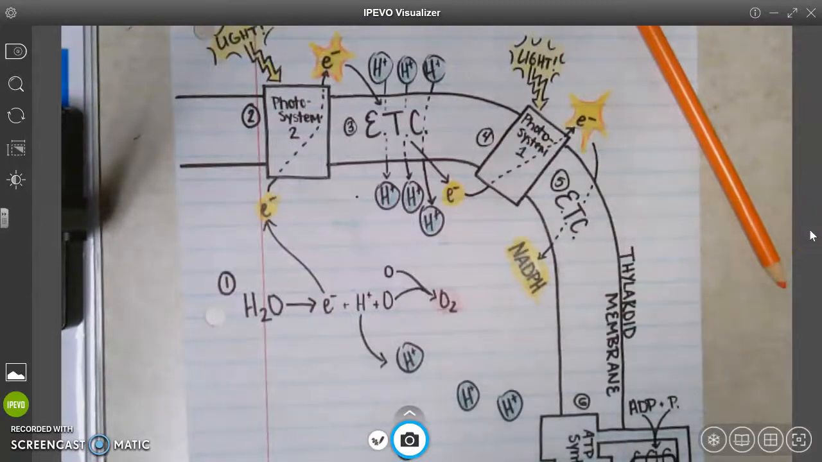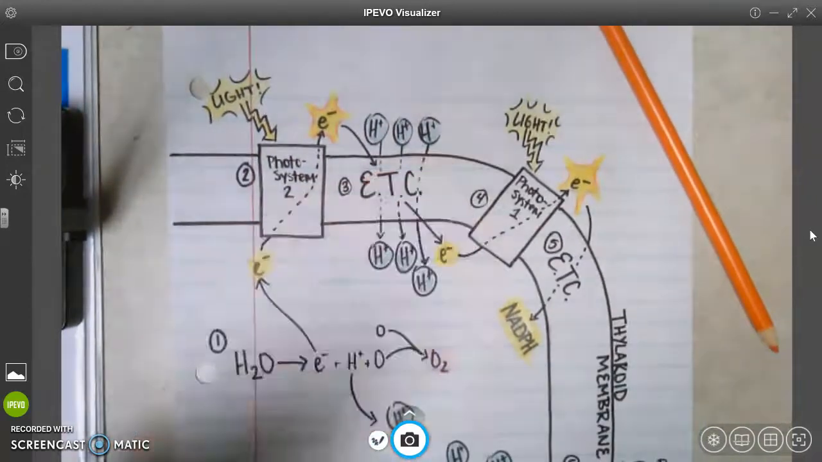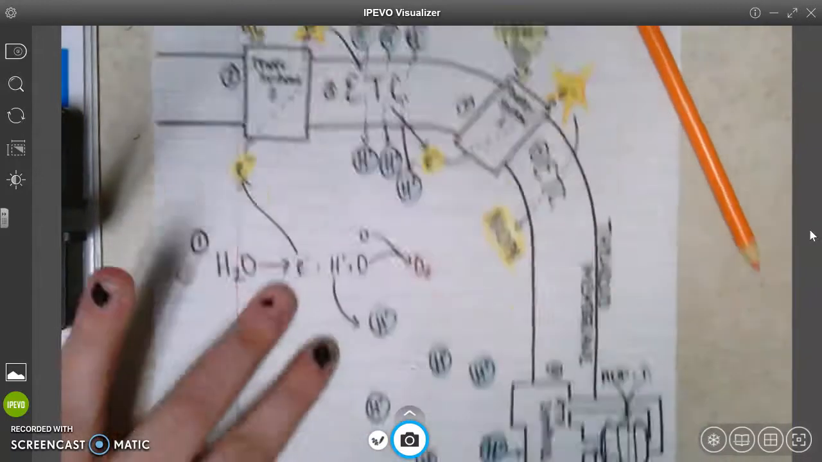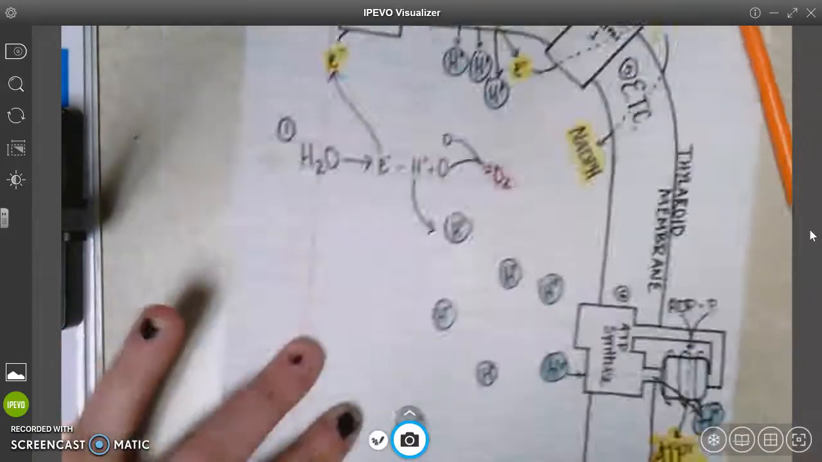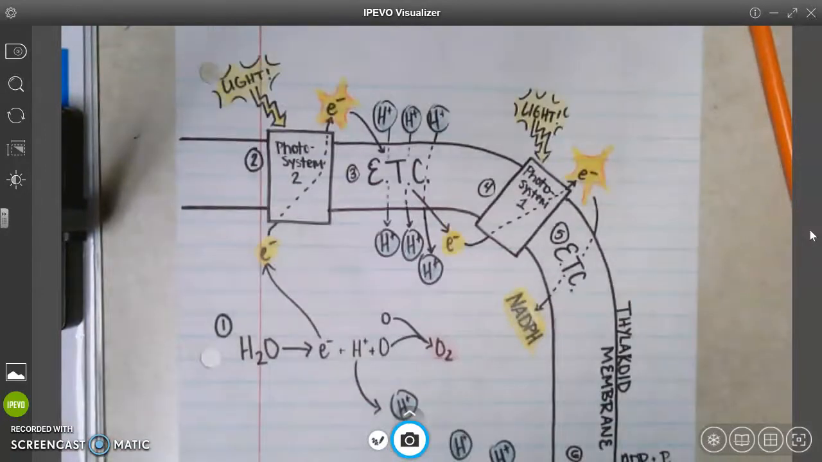Hey AP Bio. So today we need to talk a little bit about the breakdown of photosynthesis. I have mine here. Hopefully you're looking at yours. So this is my handy little drawing that I have used to kind of keep it all straight in my head. And I wanted to go through it with you guys, but I'm obviously not here today. So I figured this would be the best way to do it.